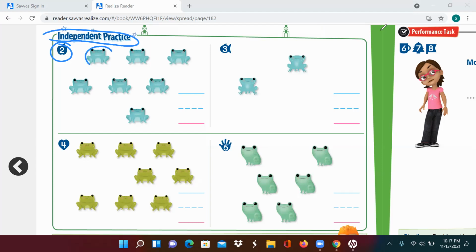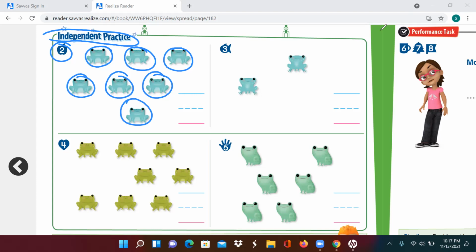Let's count them. 1, 2, 3, 4, 5, 6, 7. So he sees 7 frogs at the pond, and then he sees one more. Do we have to count those frogs one more time? No, we don't. We repeat the 7. So we start at 7 and we continue to add one more. 7, 8. So there are 8 frogs total.